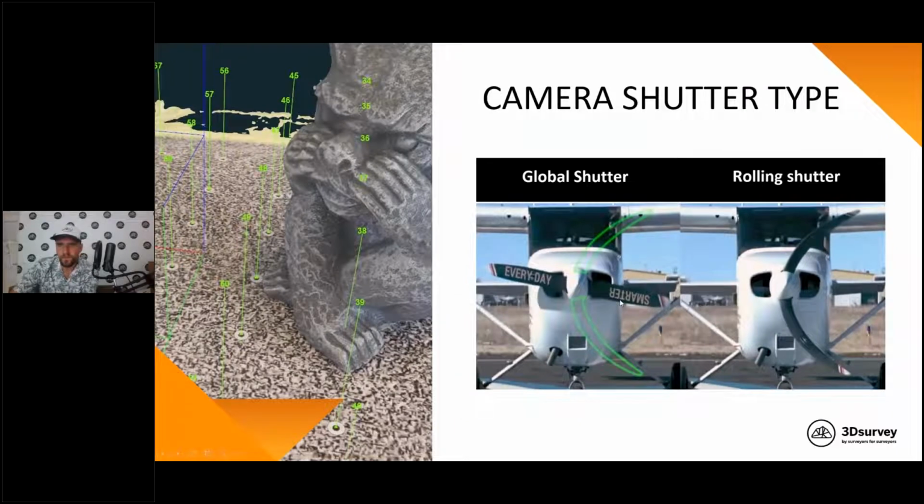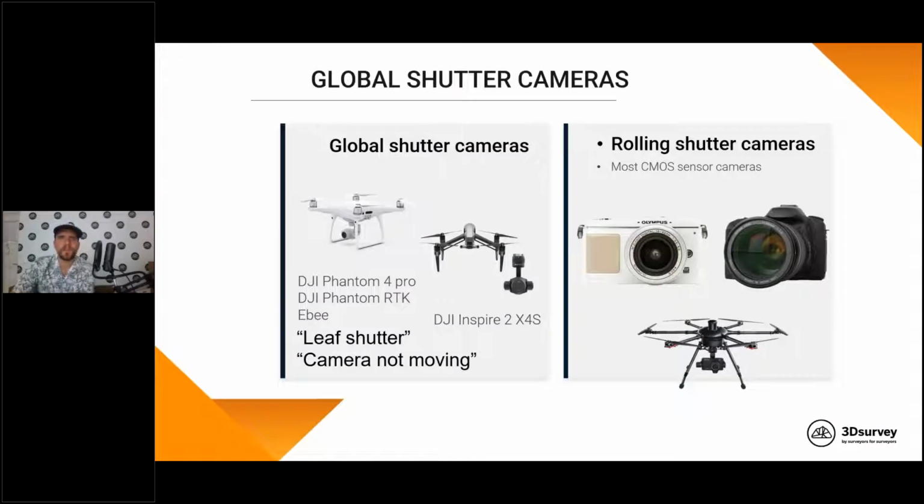So now, which cameras have global shutter and which ones have rolling shutter? It turns out that from the drones on the market now, we have the DJI Phantom 4 Pro, DJI Phantom RTK, EB, and Inspire 2 with the X2S camera. The DJI P1 camera also has a global shutter.